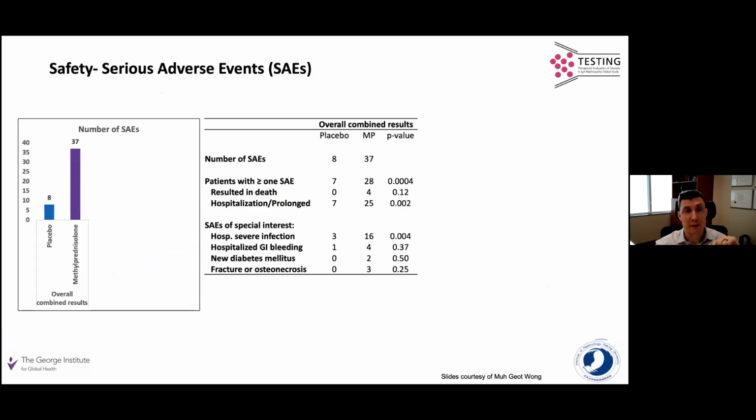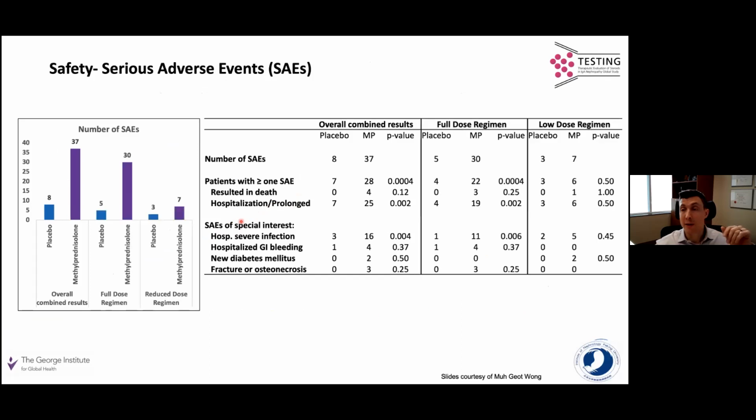So what about side effects? This slide here talks about serious adverse events, which would be side effects in the clinical trial. And certainly it was much higher overall in the steroid group compared to the placebo group. However, if you look at the distribution across the dosing regimens, you can see here that most of these side effects occurred in the high dose group, whereas very few side effects occurred here in the lower dose group.